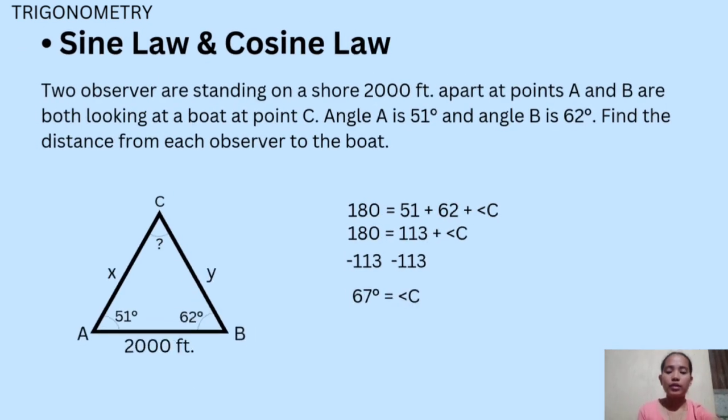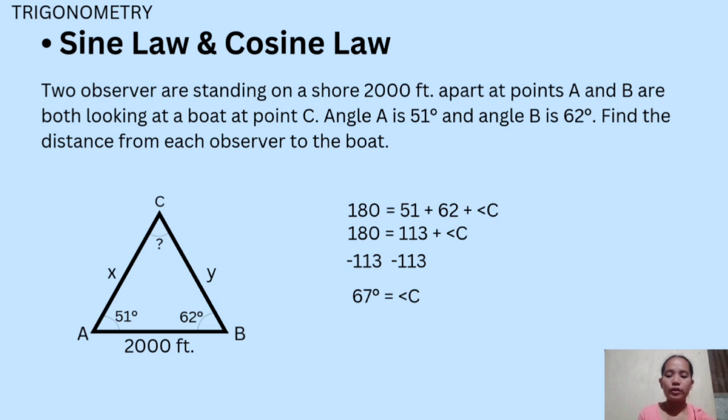Next, we have the sine law and cosine law. What this means is to solve for the missing sides and angles in triangles that are not right triangles. Let's look at the word problem below.